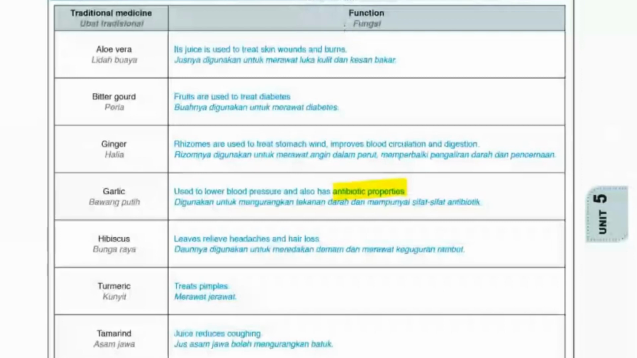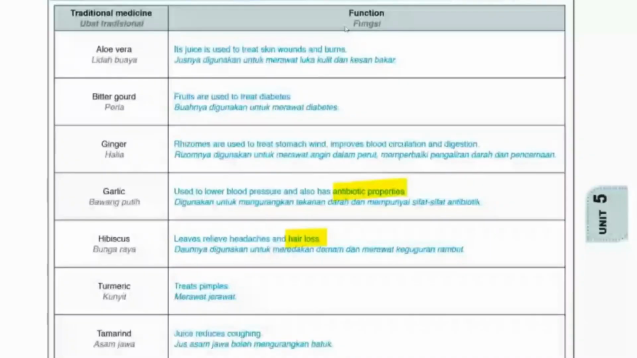Okay, antibiotics property. Hibiscus, bunga raya. I don't know. Its leaf can relieve headaches and hair loss. Okay. Turmeric, treat pimples. Okay.